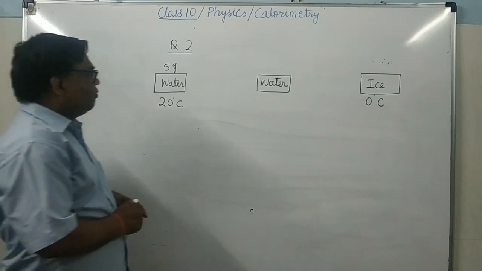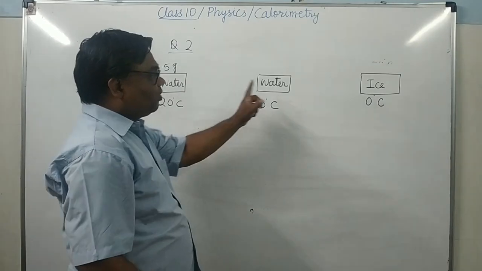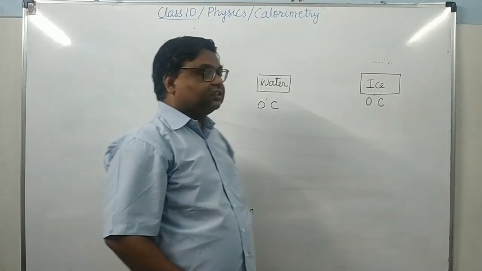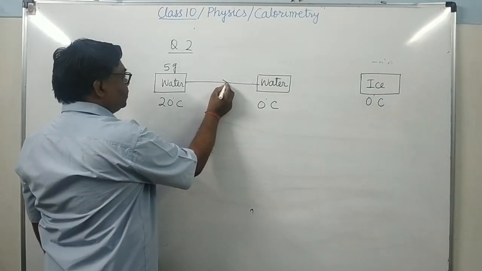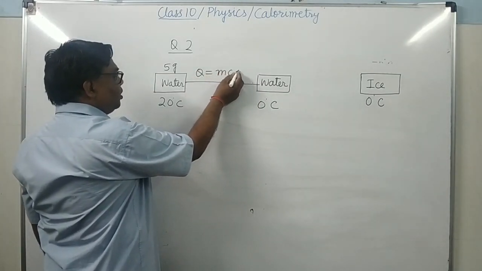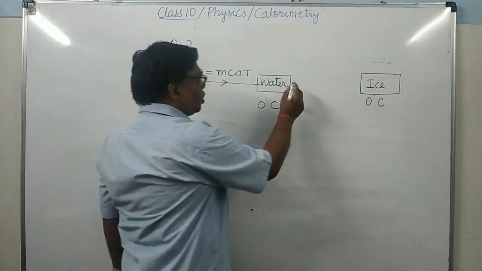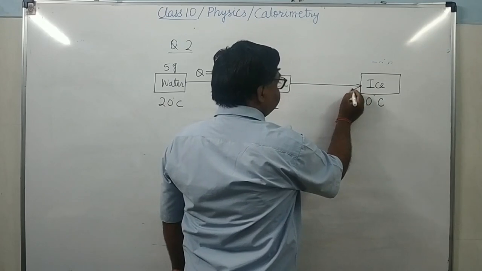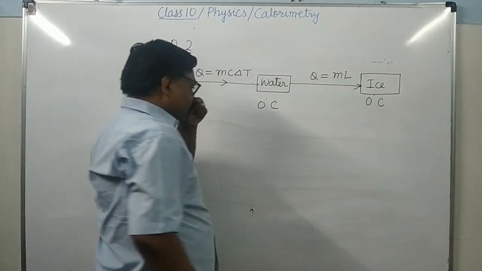So see here, first it will change to 0 degree Celsius and then it will lose the latent heat and change into ice. Means here what is happening? Temperature is changing, therefore it will liberate which amount of heat? M into C into delta T. Here you can see state is changing, therefore it will liberate M into L.